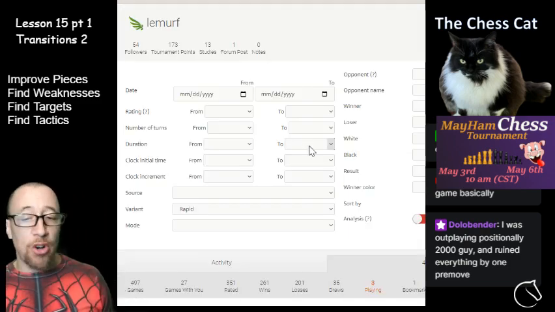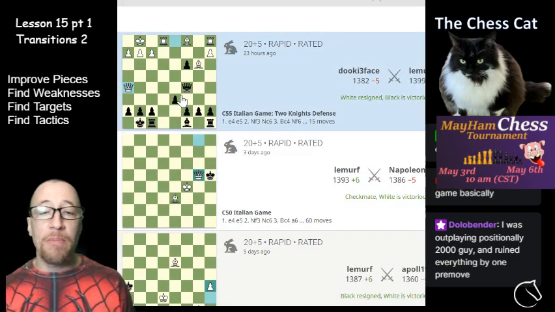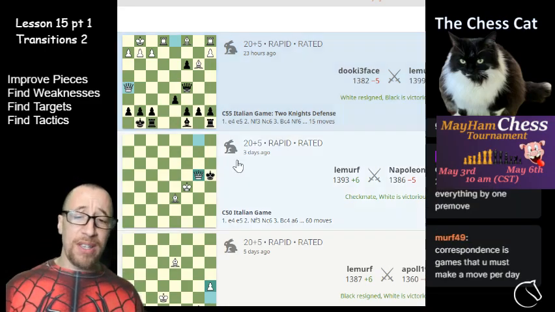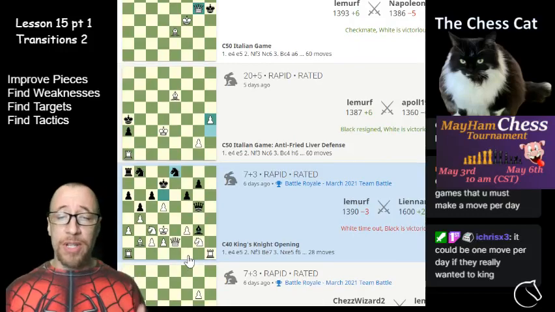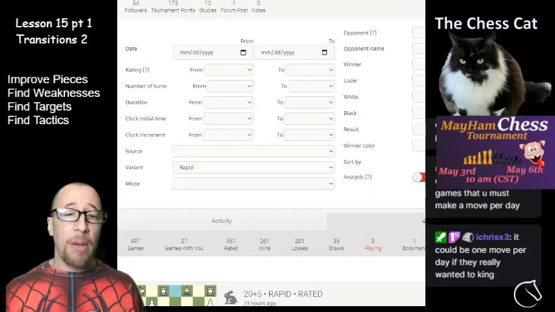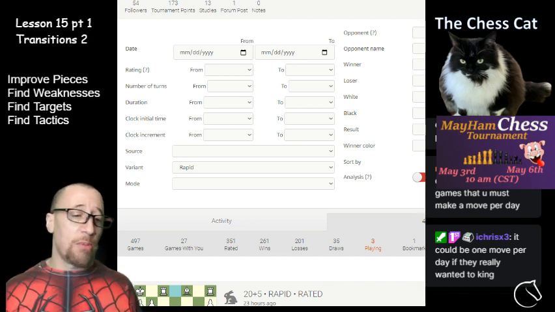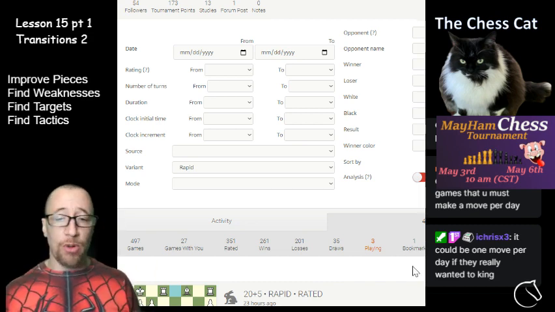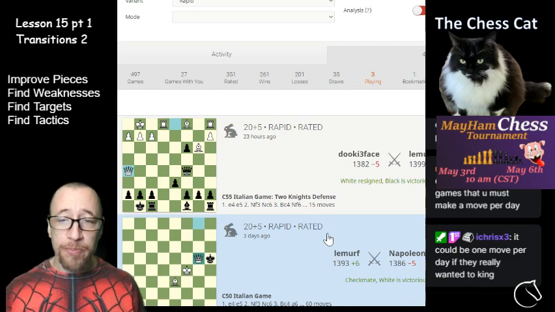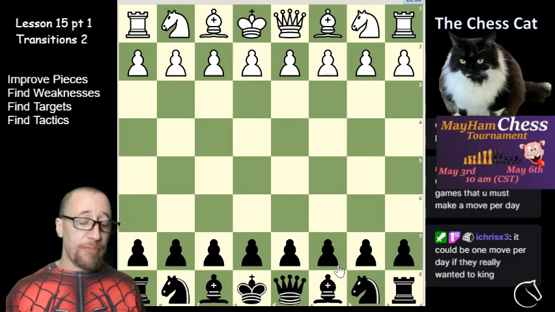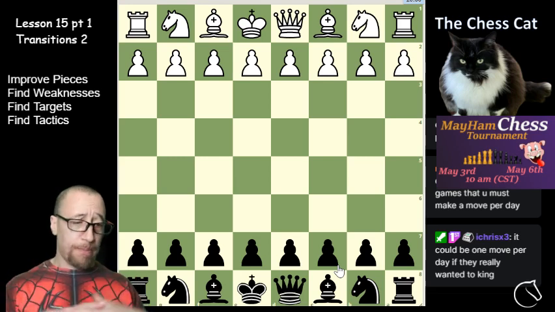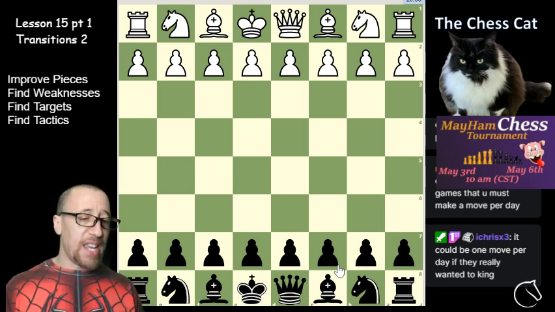So what is correspondence? Correspondence is when you can make, I think it's a move a day, a move every other day, right? I don't know all the time limits that fall under correspondence, but if you just look at correspondence, 1 or several days per move is what it says. So, pretty straightforward. You get a lot of time. No rush. Analyze it, think it out.